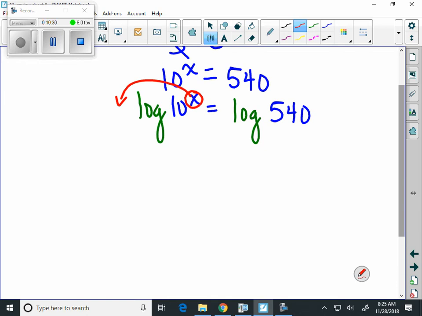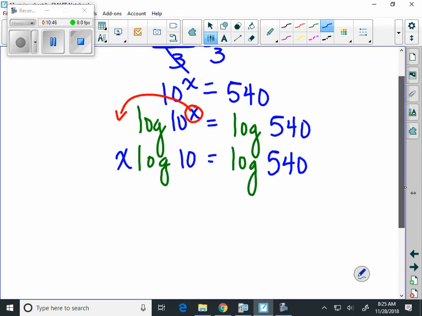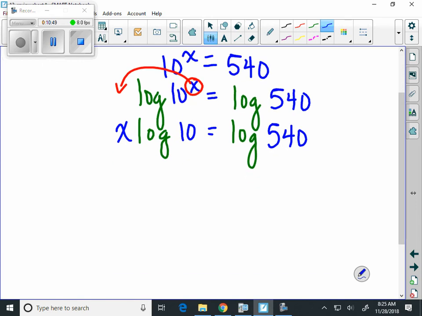So now what we end up with is x log 10 equals log of 540. I just want to go back and look at the problem here for a second, but I'm good. We want to figure out what x equals. Well, it's x times log of 10. So we're going to divide by log of 10 here. And we're going to divide by log of 10 here.